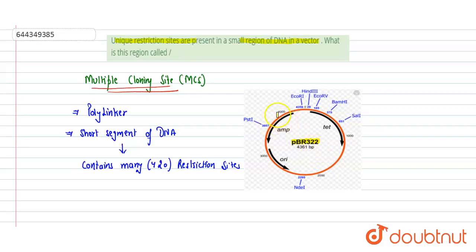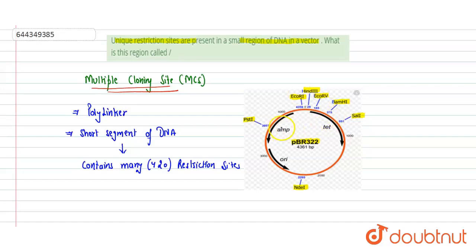Here we can see the various restriction sites present: PstI, EcoRI restriction enzyme, HindIII, EcoRV, BamHI, SalI, NdeI. These are the different restriction enzymes whose restriction sites are present in this vector.